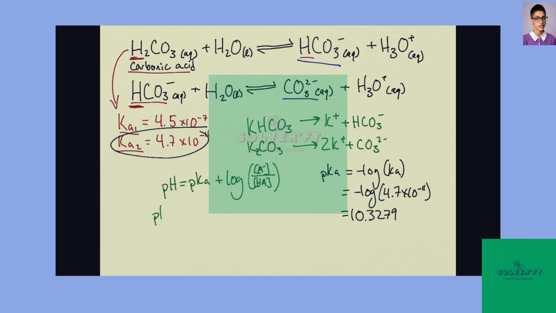So now the pH is equal to 10.3279 plus the log of the concentration of the weak base, which in this case is CO3 2-, over the concentration of our weak acid, which in this case is HCO3-.